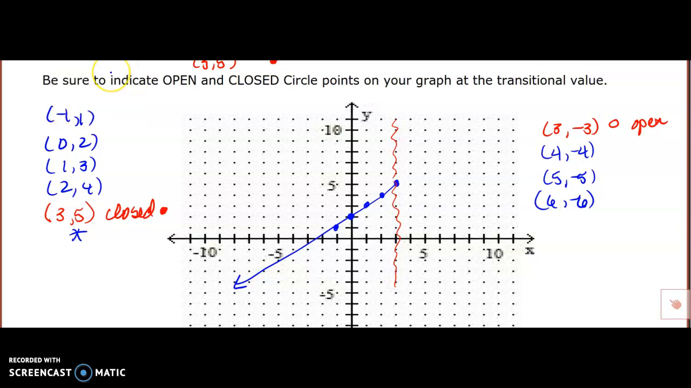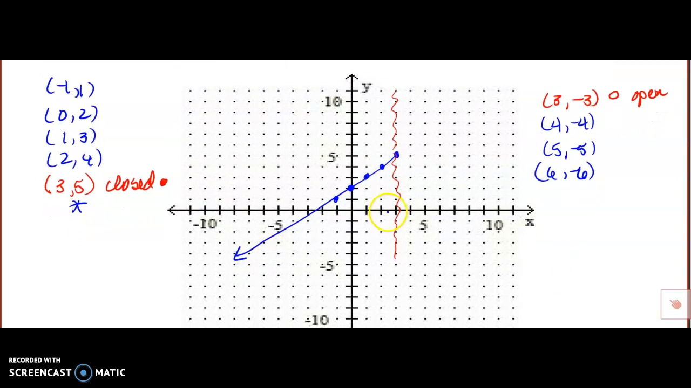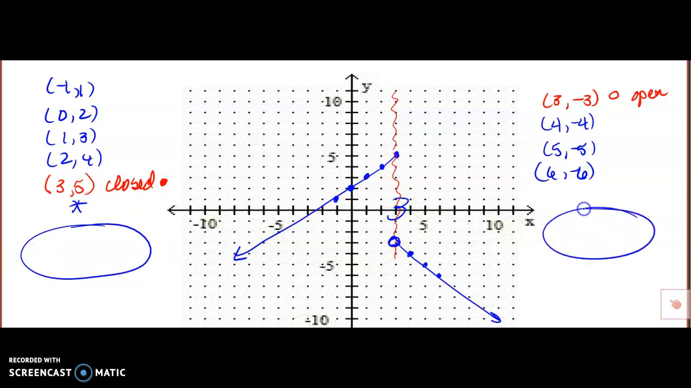So now on the other side of 3, I'm going to graph my next one. So the next graph gives me the ordered pair of 3, negative 3. So 3, negative 3 is down here, but it's open. Then I've got the point 4, negative 4. 5, negative 5, 6, negative 6. So this graph is going to continue in that direction. Notice I didn't continue it to the left because to the left of 3 is this side. To the right of the value of 3 is this equation. So right there, 3 is your transitional point.